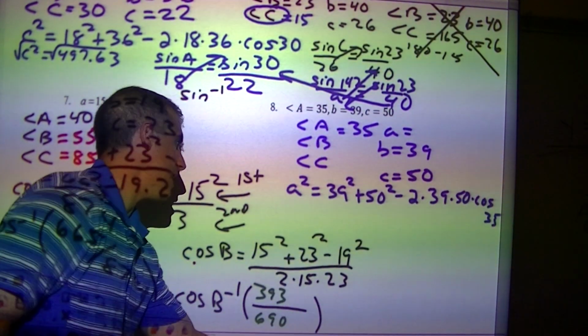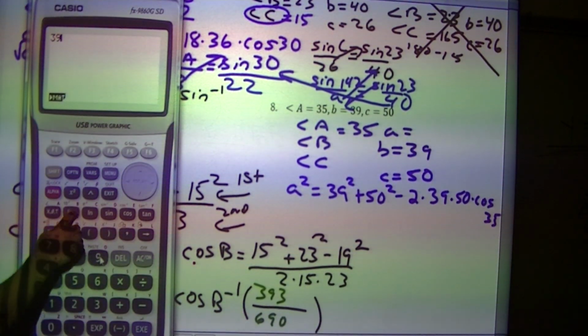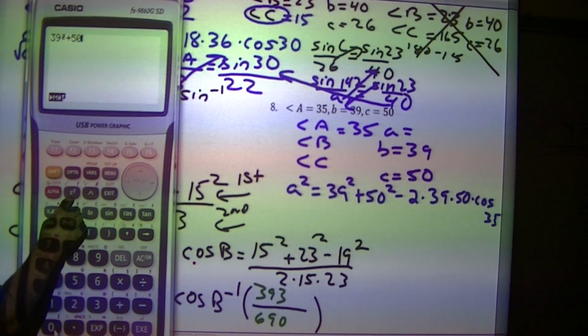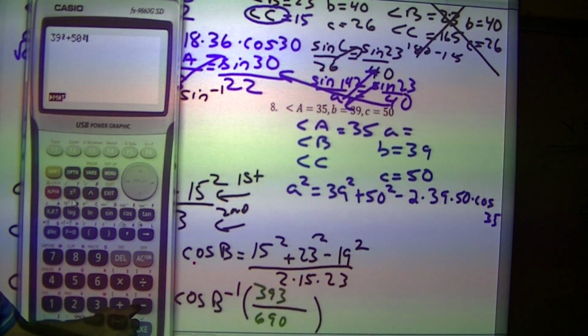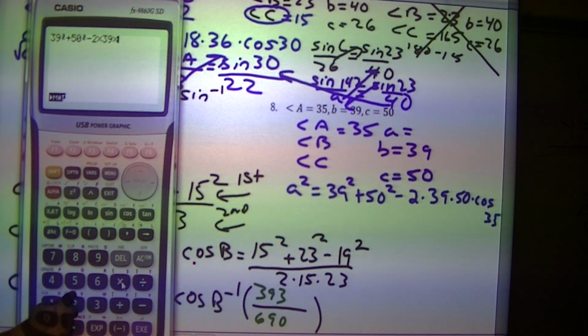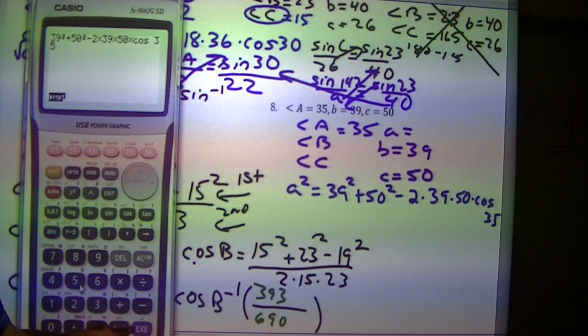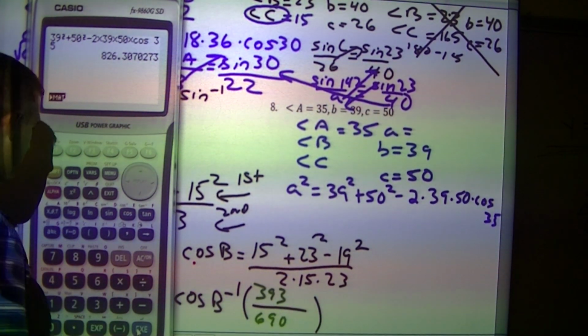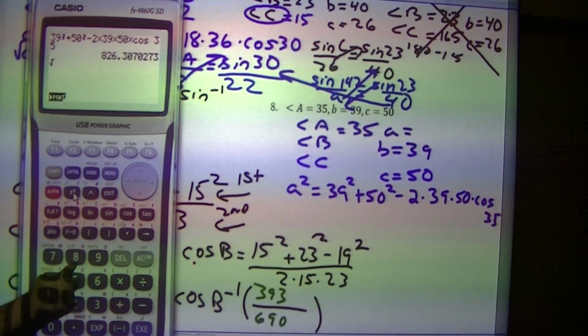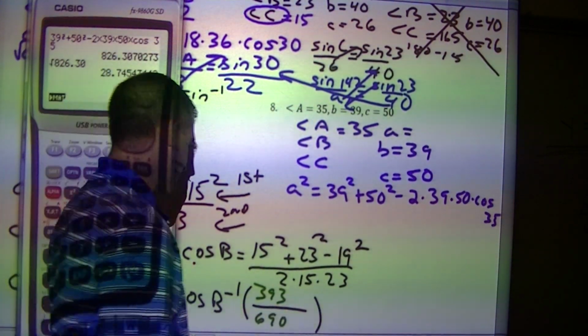Okay? Once again, don't try to find the square root all at once. Go ahead and type all that stuff in. All right. Minus 2 times 39 times 50 times the cosine of 35. Okay, that's 826.30. And now I'm going to take the square root of 826.30. Okay, so that's going to be about 29.